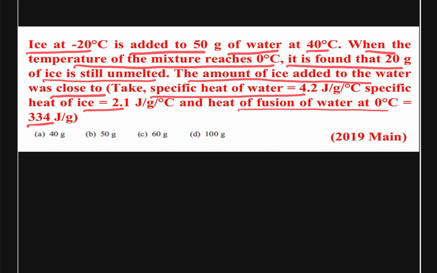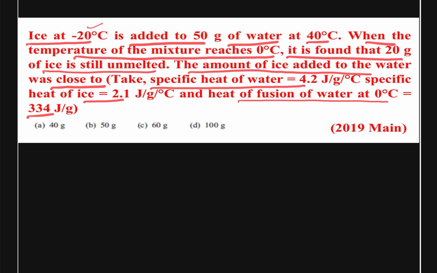So in this case, there will be heat lost by the water, and that heat lost will be gained by the ice. And ice is going to gain that heat in two forms. One is reaching the temperature of the ice from minus 20 to 0 degree, and then the melting of the ice at 0 degree centigrade. So first of all, let's find out the heat lost by the water.